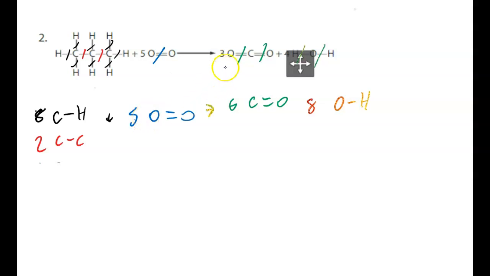Did the same thing on the product side. In each CO2, there's 2 CO double bonds, but if there's 3 CO2s, that's 6. There's 2 OH bonds in each water.